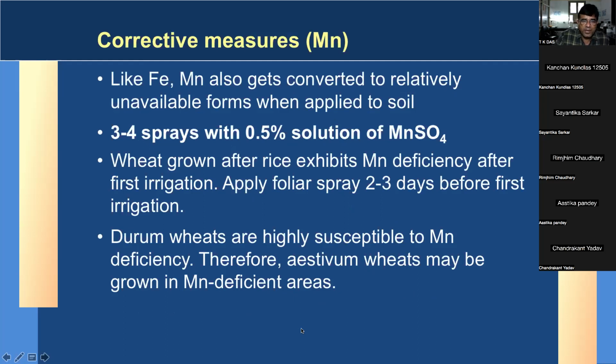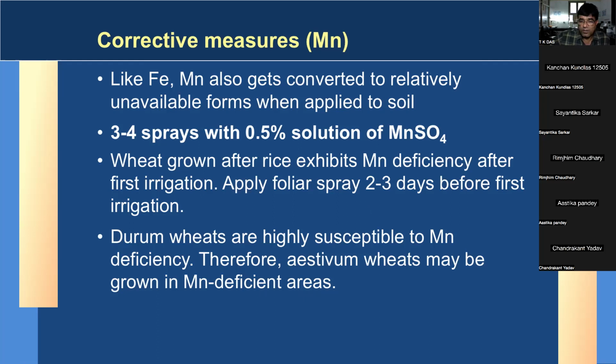What can be done to correct the deficiency? Like iron, manganese also gets converted to relatively unavailable forms when applied to soil. It gets oxidized. So, give 3 to 4 sprays with 0.5% soluble manganese sulfate. Wheat grown after rice exhibits manganese deficiency after the first irrigation. This has been observed by people. Apply a foliar spray 2 to 3 days before the first irrigation.